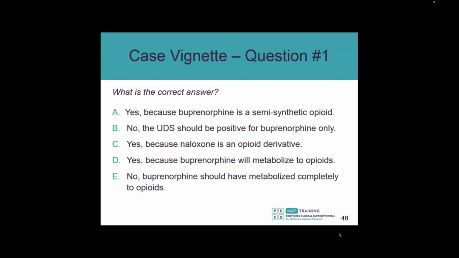A, yes, because buprenorphine is a semi-synthetic opioid. B, no, UDT should be positive for bup only. C, yes, because naloxone is an opioid derivative. D, yes, because buprenorphine will metabolize to opioids. And E, no, buprenorphine should have metabolized completely to opioids. So I think I'll give you just a minute here to pick your answer.